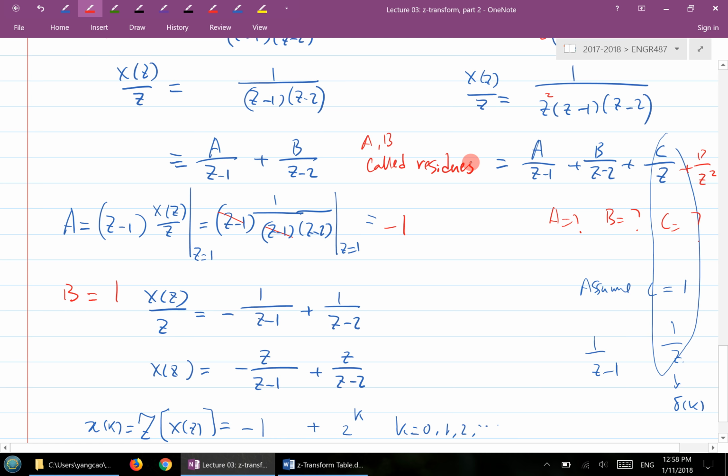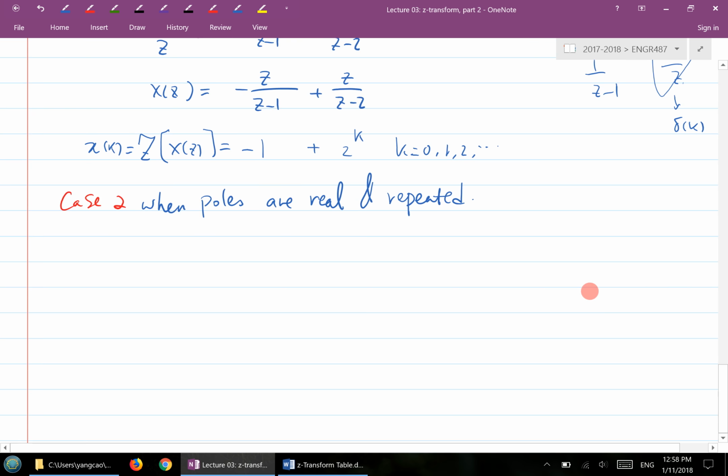Because in MATLAB we have a command called residue to help us find the values like a and b. I'll show you how to use that. So these are called residues here. Number 2 case: when poles are real and repeated. I'll write down what we mean by real and repeated, and use an example to go over it.